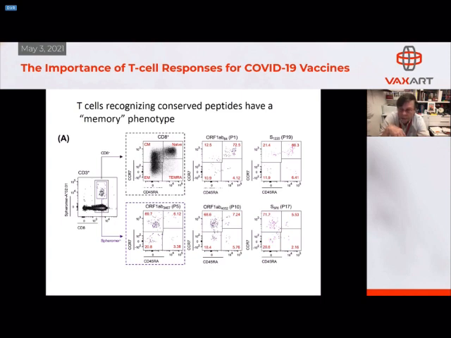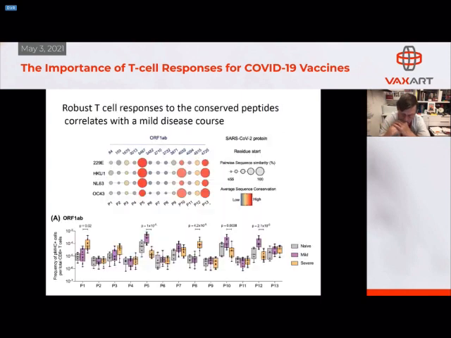So this fits very well with a scenario whereby many people will have memory cells for these conserved peptides, particularly in the open reading frame, but also some in the spike region. Next slide, please.